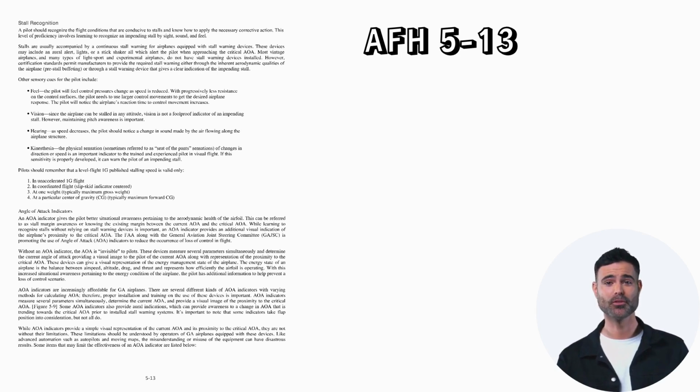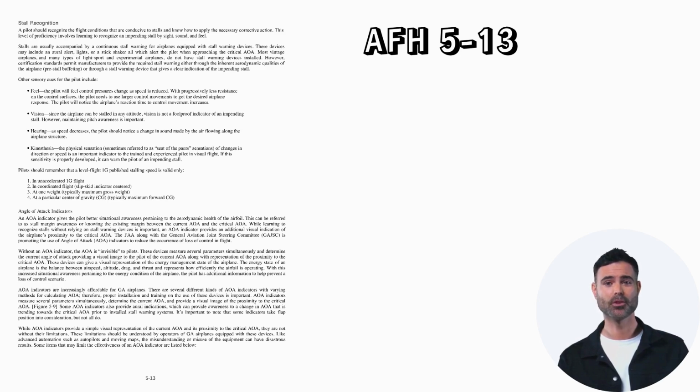Other sensory cues for the pilot include feel. The pilot will feel control pressures change as speed is reduced. With progressively less resistance on the control surfaces, the pilot needs to use larger control movements to get the desired airplane response. The pilot will notice the airplane's reaction time to control movement increases. Vision. Since the airplane can be stalled in any attitude, vision is not a foolproof indicator of an impending stall. However, maintaining pitch awareness is important.